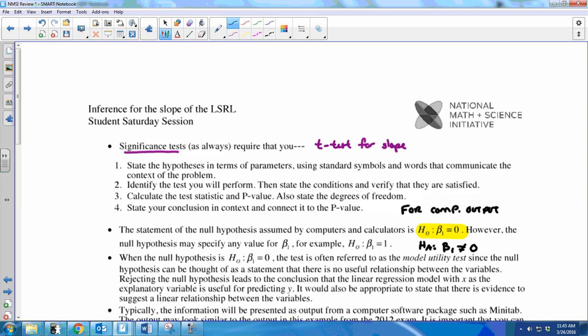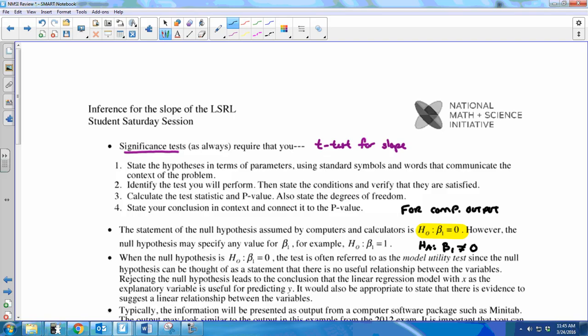The conditions are the same as the conditions from yesterday. Is it linear? Are your data values independent? Are your residuals approximately normal? Are the residuals equally spread about the horizontal axis? So same thing. Then we're going to do the mechanics.